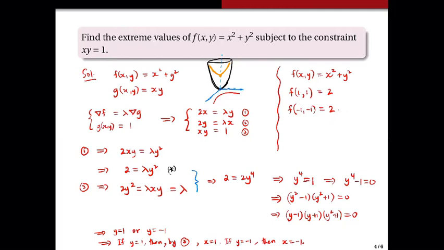Now, the question is, why can't we get a maximum value? The reason is this guy here, this is not bounded. Okay? This is not bounded. So we cannot get a maximum. Remember the extreme value theorem. Your domain must be closed and bounded. Okay?